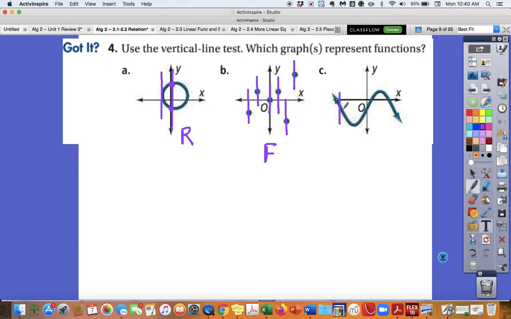And this curve here, anywhere I want to draw a vertical line, I am not hitting it twice. I'm only hitting once. So that is a function. A lot of people call this the pencil test because you can hold your pencil vertically and just scoot it across. That will work just fine. Just make sure you're holding it vertically. Okay, y'all practice those and let me know if you have any trouble.